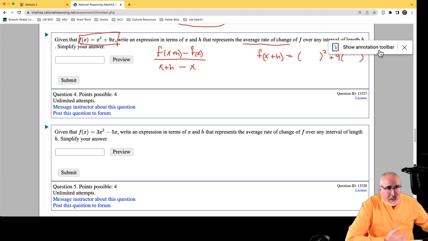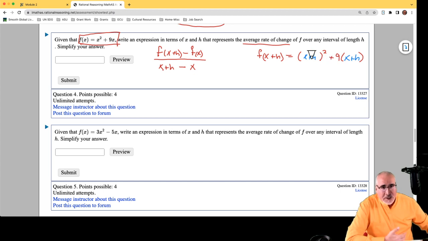And now let's go ahead and change colors. What goes in here? The input, x plus h and x plus h. We're going to simplify this. And again, this one can be a little difficult in that you have to take x plus h times x plus h. But you'll see that once you get used to it, you'll get it down.